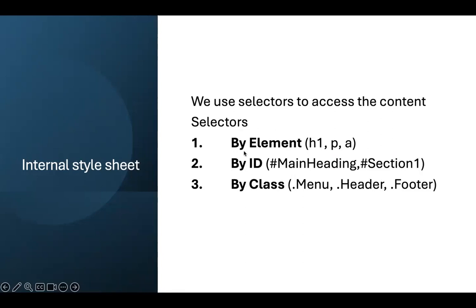By element, in the sense we can give the tag name and the CSS statements. If you're using ID, you need to give the ID name, and before that, you need to give the hash. If you're giving the style by class, you need to give a dot and the class name. I will show you how to do this. So these are the three types we can give.